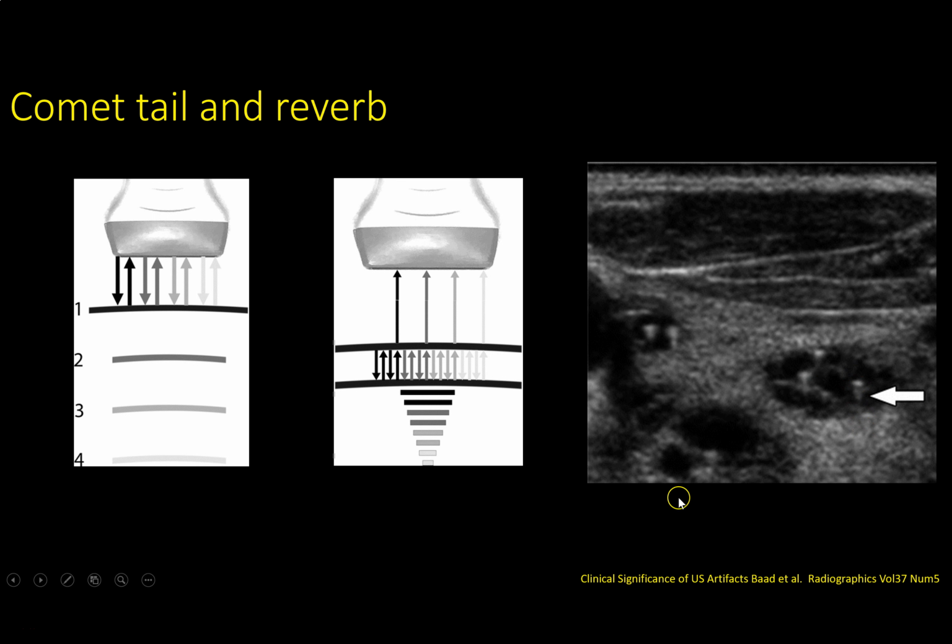Now, this is an artifact, therefore it can be altered. This can be minimized by selecting a different imaging plane or by changing the angle of the transducer. Tissue harmonic imaging will also decrease reverb artifact. I say all this to point out that because it is an artifact, it can sometimes vary, and therefore influence your interpretation.